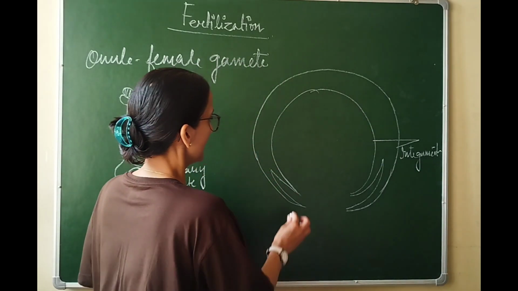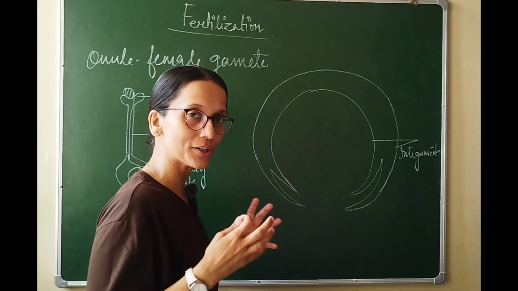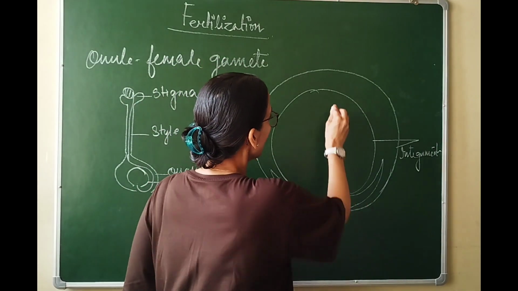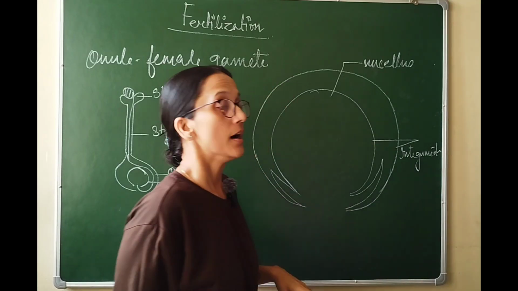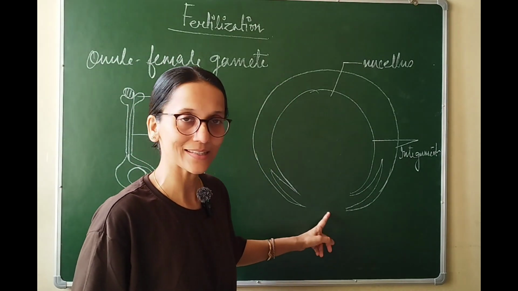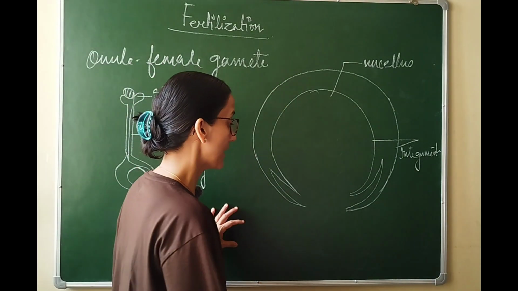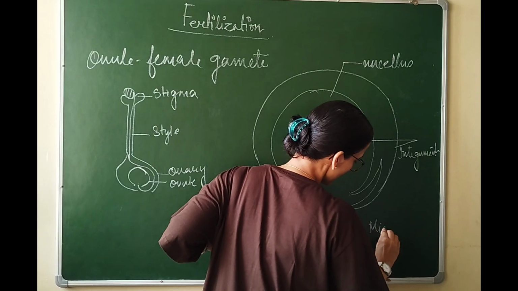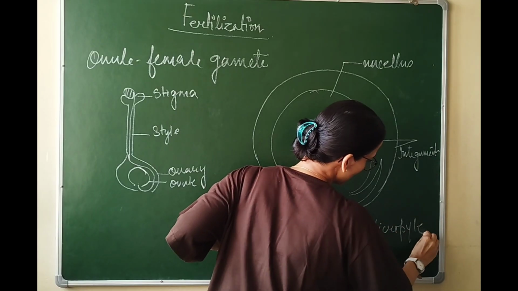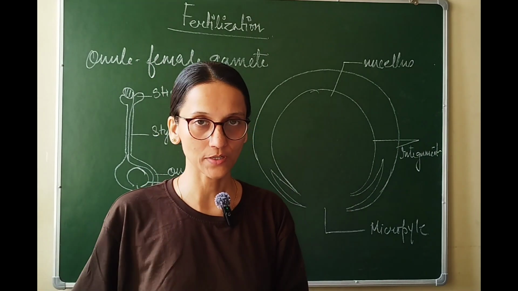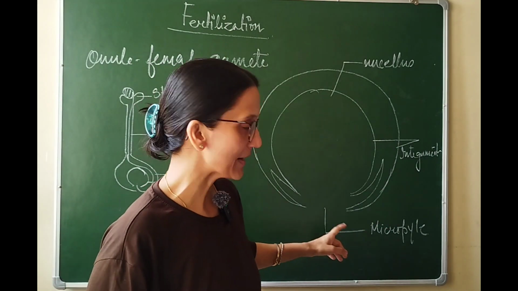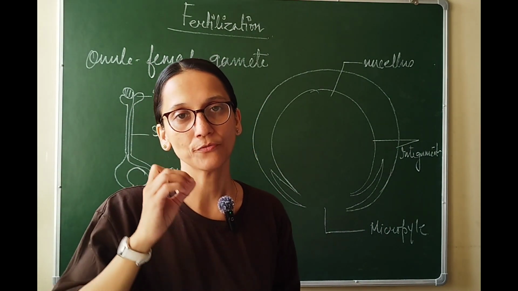Now within this, the entire mass of nutritive cells is present and they are known as nucellus. Apart from this, you can also see there is an opening here between the integuments. This opening is known as micropyle. Now, it basically serves two functions. One, when this ovule later on after fertilization becomes seed, this micropyle acts like an entry point for water.